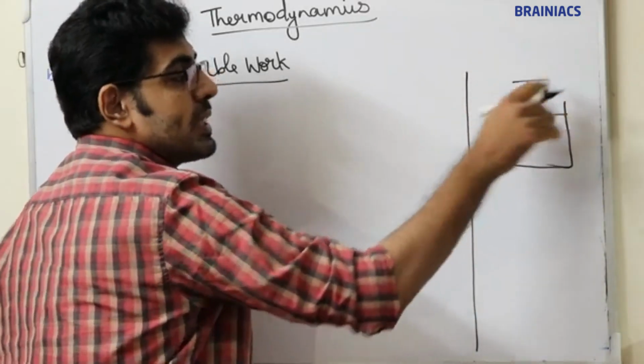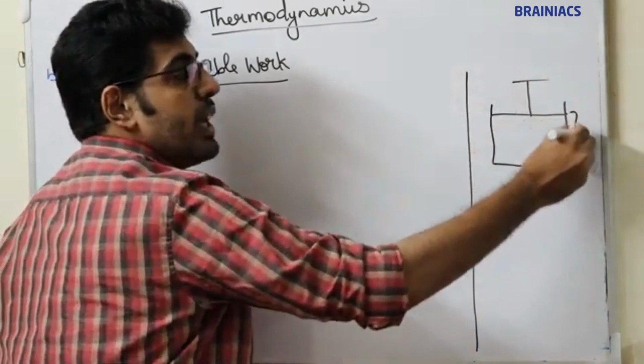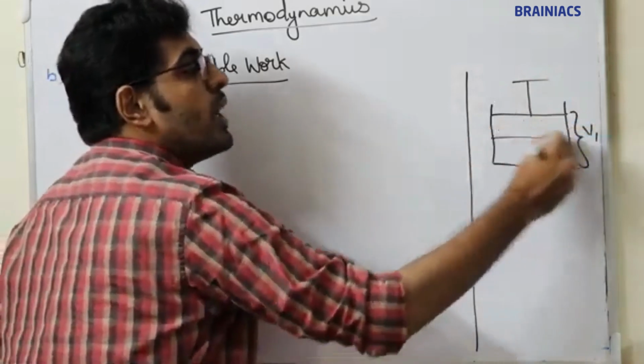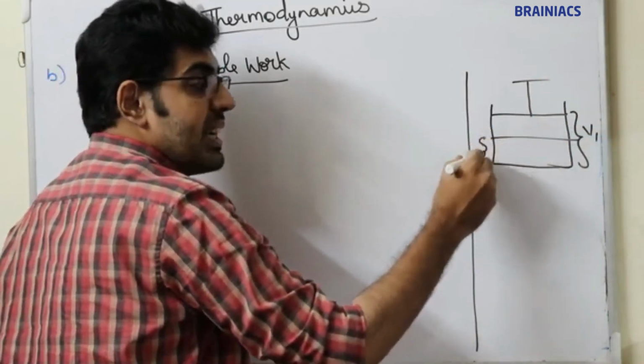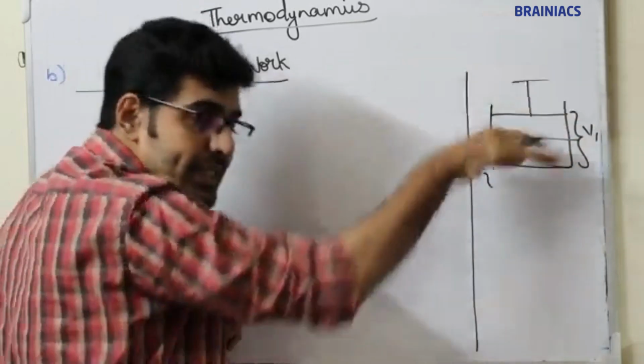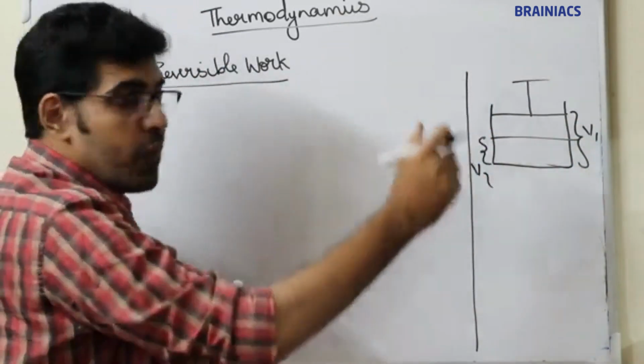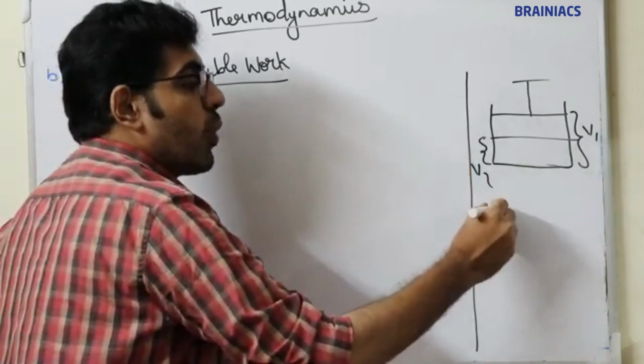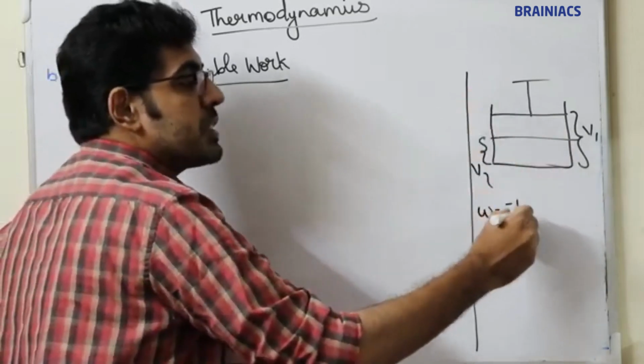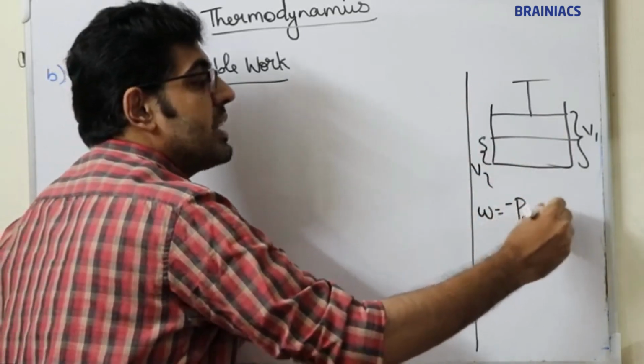For example, if a piston move from V1 volume to V2 volume in a single step, rapidly in a single step, then those works are irreversible. Work equation to calculate irreversible work is minus P external into delta V.